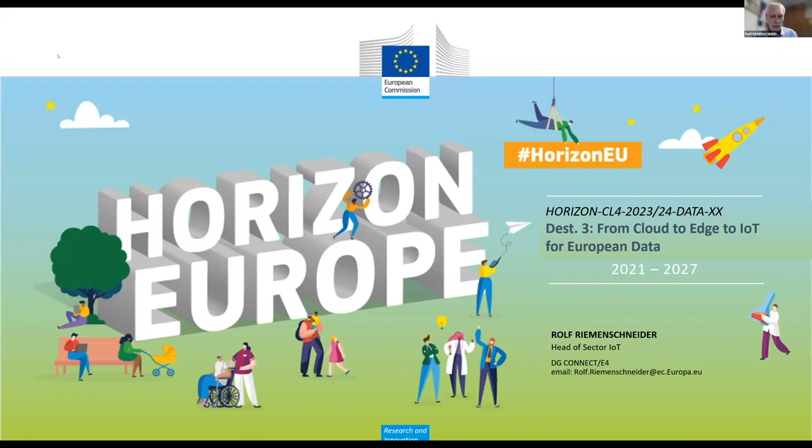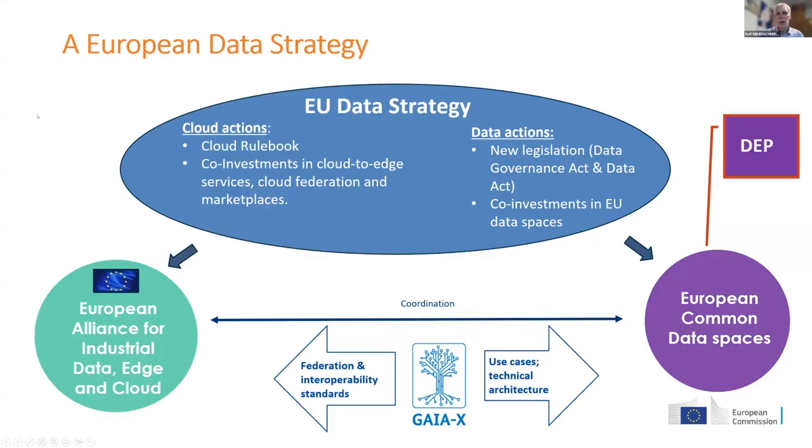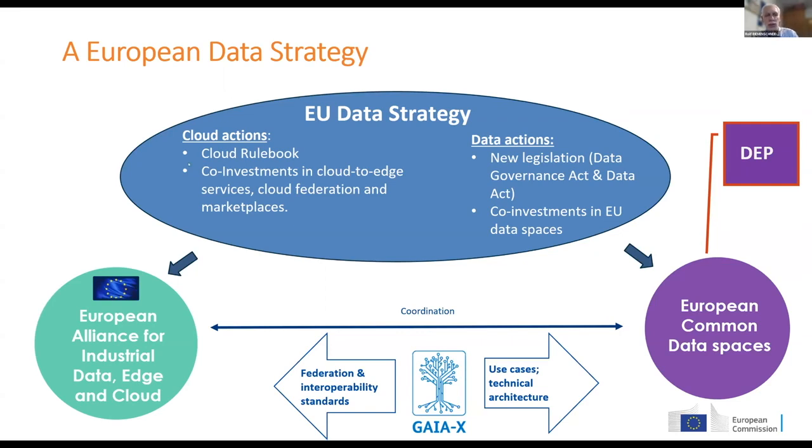So next slide, please. The overriding strategy of this commission is a data strategy which has been put into the center. It consists of cloud actions and data actions, cloud actions related to a cloud rulebook, encouraging co-investment into cloud to edge infrastructure and services, the digital decade, where we have an action on 10,000 energy efficient edge nodes and so on and so forth.